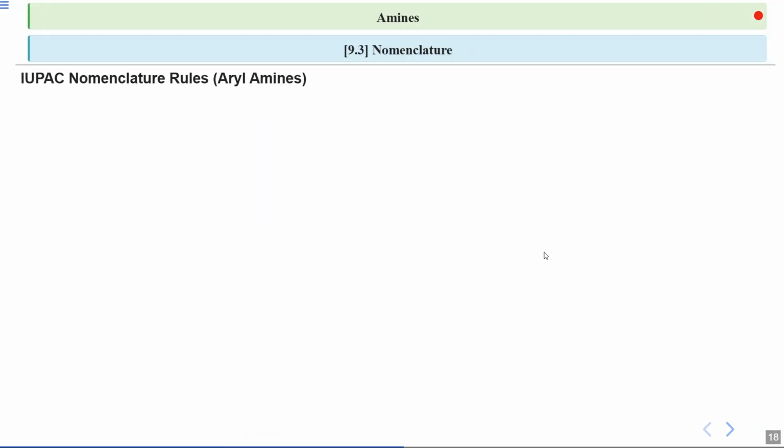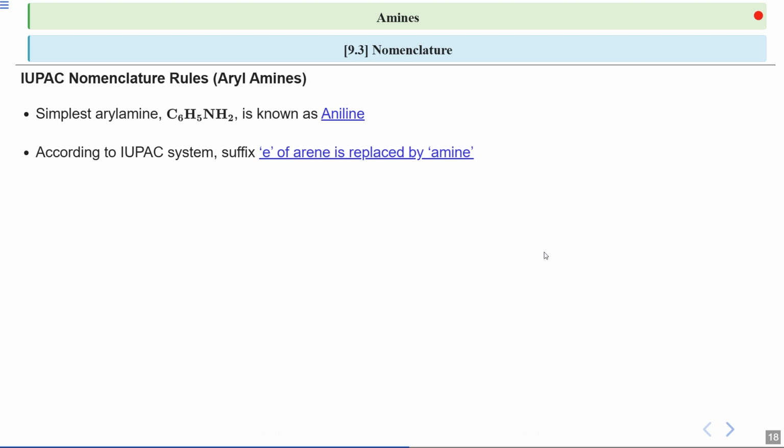Now we will look at aryl amines. First look at the simplest aryl amine, that is C6H5NH2. This compound is known as aniline. Aniline is a benzene ring with the NH2 group attached. How do you name aryl amines? According to IUPAC naming rules, we replace the E at the end of arene with amine. For example, if I take benzene, I will replace the E of benzene by amine, so it becomes benzene amine.